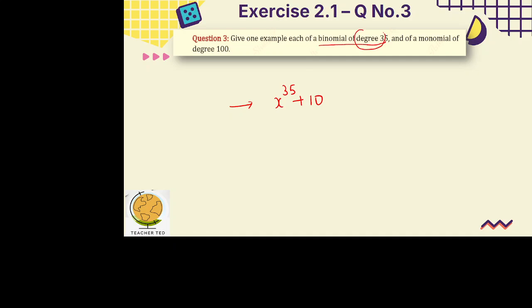So here degree should be 35. You can take x, y, t or whatever the variable, but I have taken x here. So since it is a binomial, you need to write another term. So this is the only case you need to look very carefully.